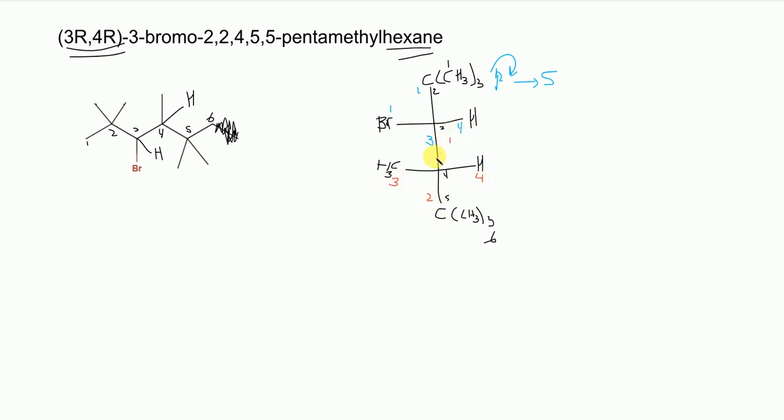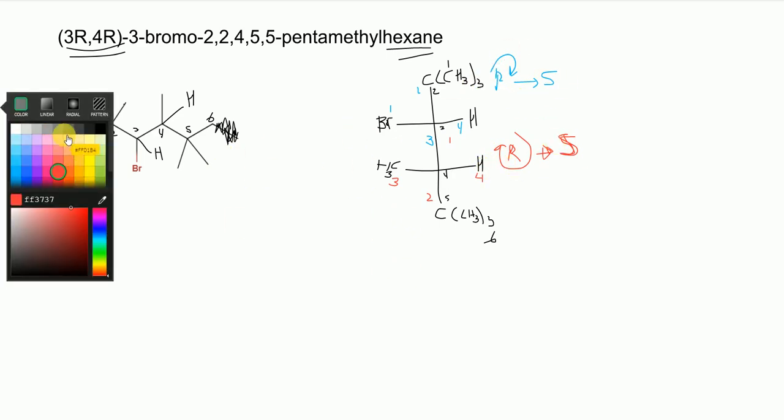So for this one, I go 1, 2, 3. So I'm going in this direction. So this is also R, right? I'm going around clockwise, 1, 2, 3, and this is going to also flip to S. So basically, for both of them, I have gone to S.